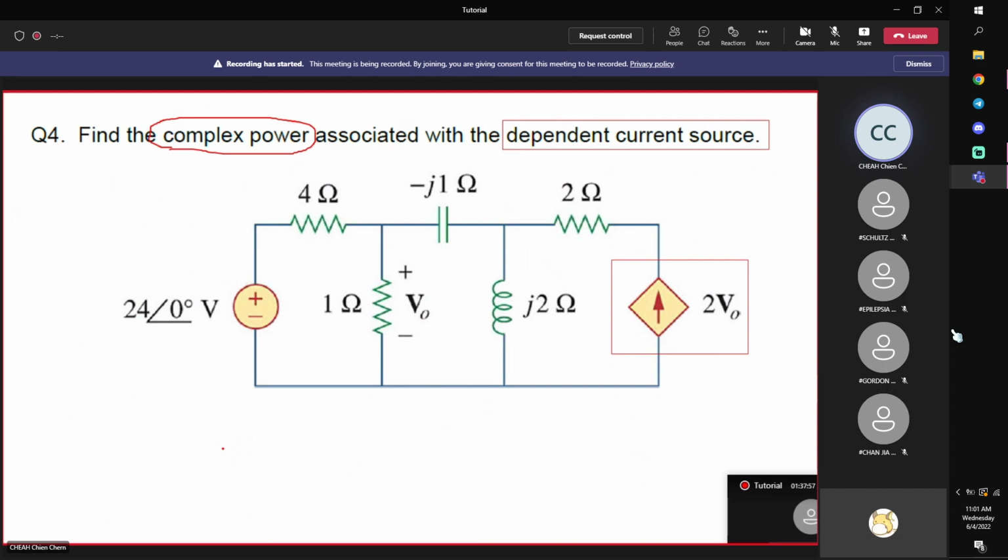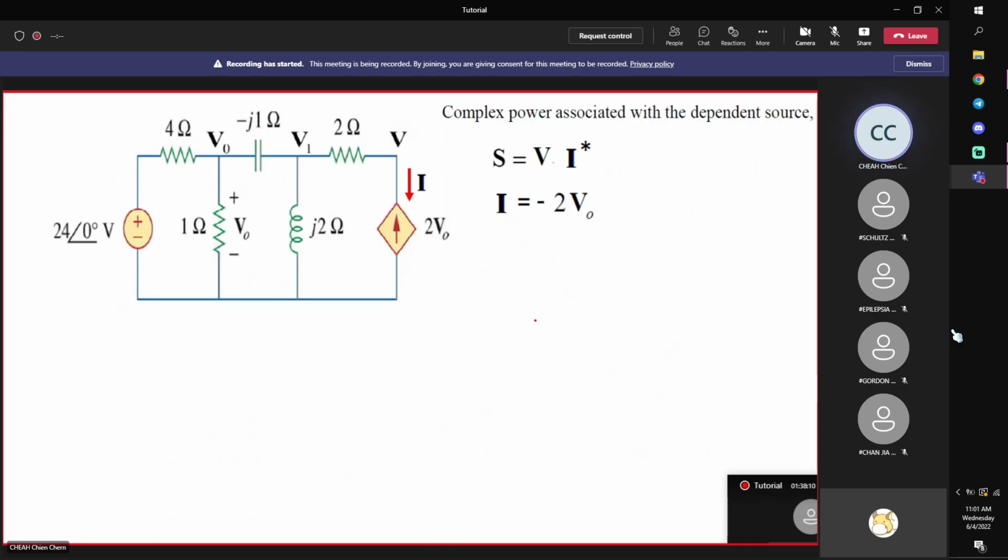For the next question, we need to calculate the complex power associated with the dependent source. There's only one here, which means you want to calculate the power of the dependent source. Now, firstly, let's focus on this dependent source only.